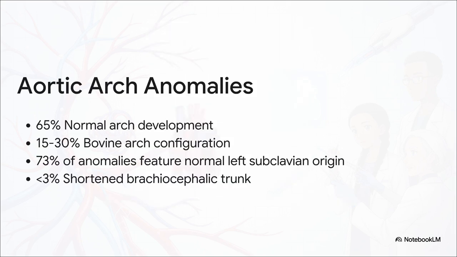Because this remodeling process is so complex, it leaves immense room for anatomical variation. You should absolutely treat these statistics as critical predictive data for your preoperative planning. Only about 65% of the population actually has that textbook normal arch development. A massive 15 to 30% present with a bovine arch configuration, where the left common carotid originates right from the brachiocephalic trunk. As a surgeon, you have to anticipate these patterns before you ever advance a wire.